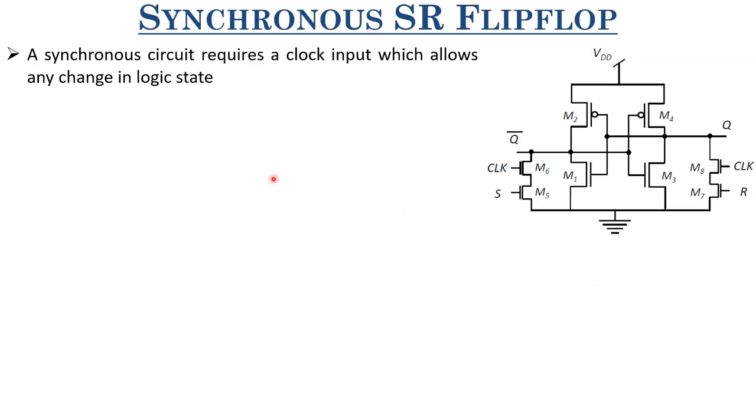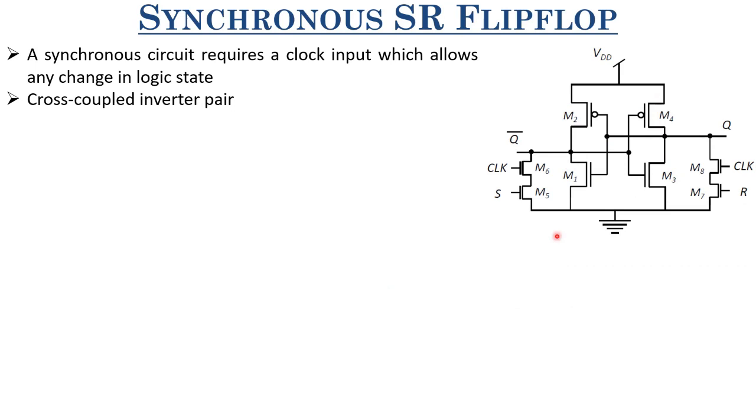In order to make it synchronous, we start with a cross-coupled inverter pair. Here we have M1, M2 making one inverter, and M3, M4 making the other inverter. What does this cross-coupled inverter pair mean? It simply means that the output of one is connected to the input of the other and vice versa. Let us look at inverter 1, which is made by M1 and M2. Its output is Q bar, which is feeding the input of inverter 2, made by M3 and M4. Similarly, the output of the inverter made by M3 and M4 is Q, and it's feeding the input of the inverter made by M1 and M2.